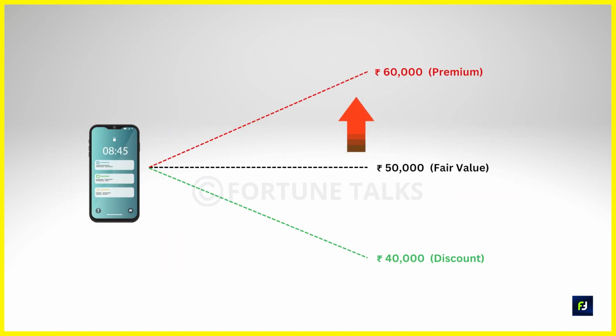value. On the other hand, buying something at a discount means you're getting it at a lower price than the actual value. These simple concepts can be applied to various products and assets that are traded in the market, such as stocks, currency pairs, or even commodities.